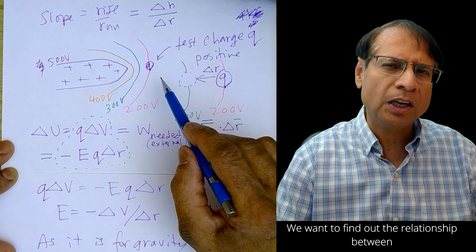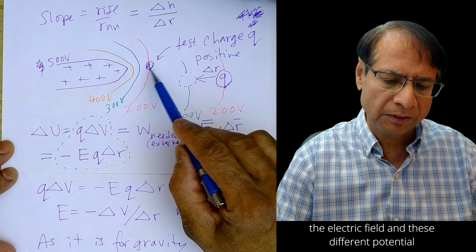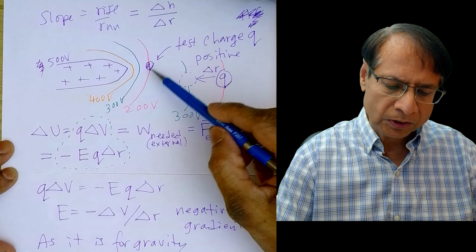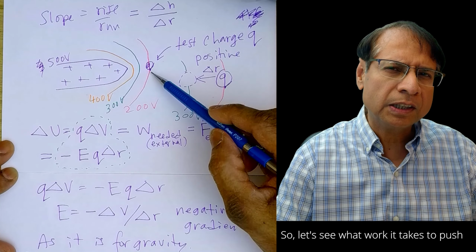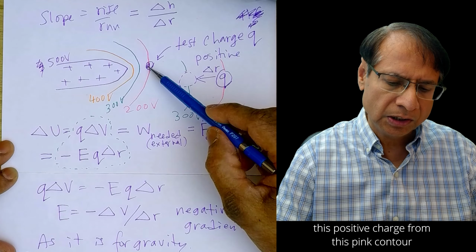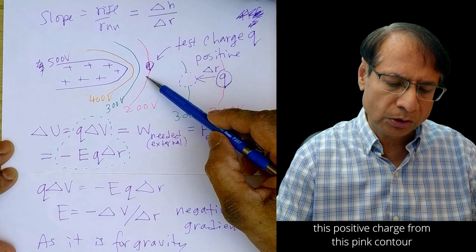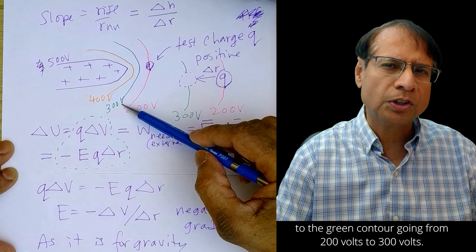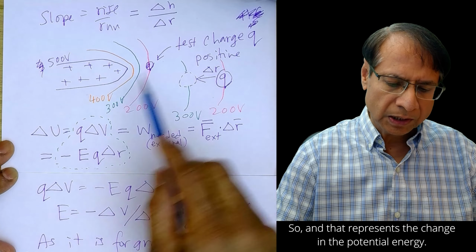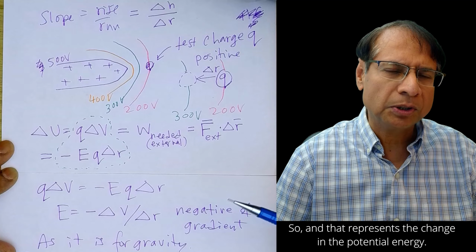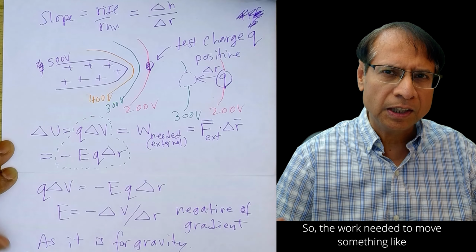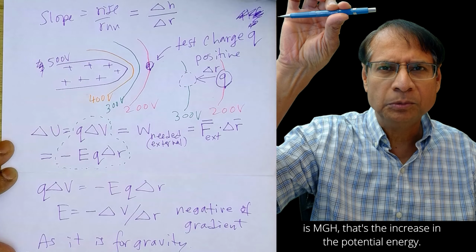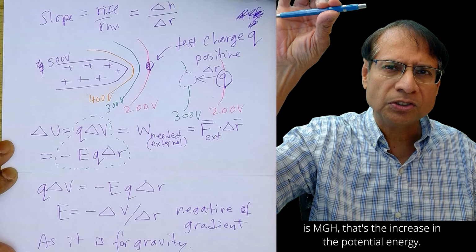We want to find out the relationship between the electric field and these different potential contours that you have over here. So let's see what work it takes to push this positive charge from this pink contour to the green contour, going from 200 volts to 300 volts. That represents the change in the potential energy. The work needed to move something from this height to that height, that work is mgh. That's the increase in the potential energy.